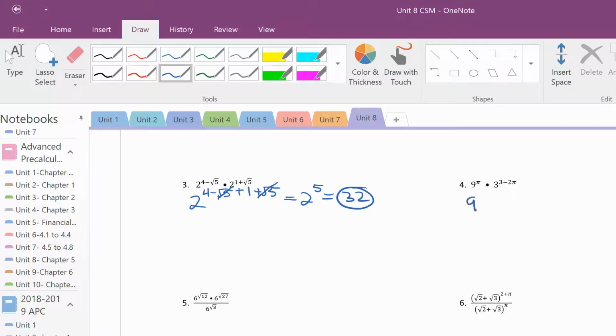So here it's 9 to the pi plus, sorry, I've got to make that a base 3. So remember, 9 is 3 squared. So it's 3 to the 2 pi times 3 to the 3 minus 2 pi. So when you add, notice the 2 pi's cancel, so it's 3 to the 3rd, which is 27.